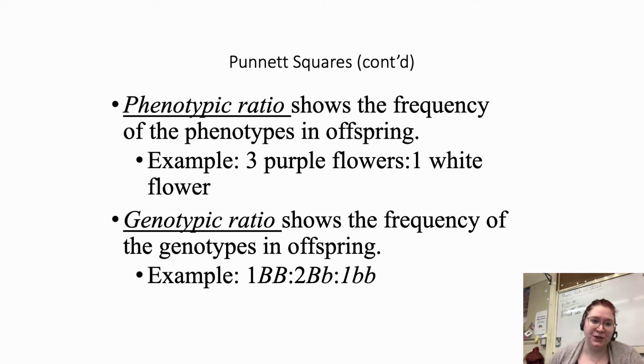After you do a Punnett square, you might be asked for a phenotypic ratio or a genotypic ratio. The phenotypic ratio shows the frequency of phenotypes, or the traits you see in an offspring. So for example, maybe in a Punnett square, 3 of the boxes have purple flowers, 1 of the boxes has white flowers, so your ratio is 3 to 1. The genotypic ratio shows what your genotype is. So you could have, for example, 1 big B, 2 big B little b's, and 1 little b little b.